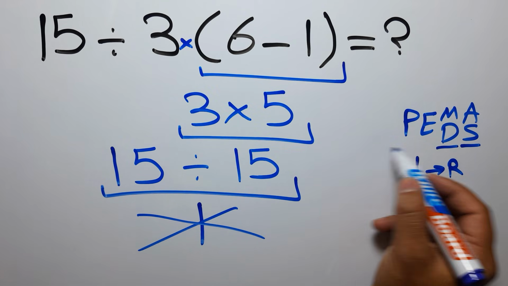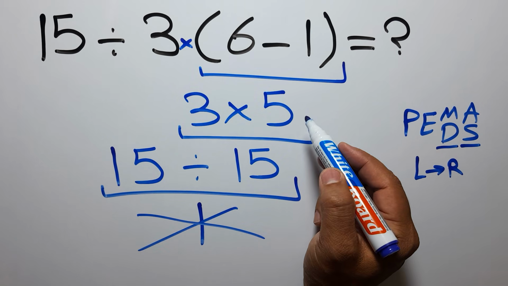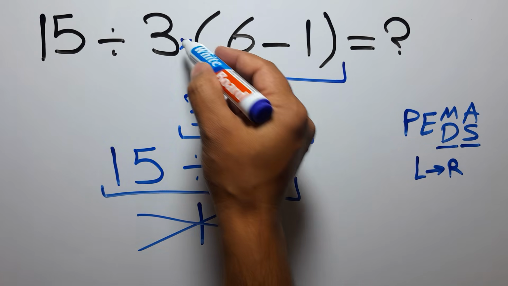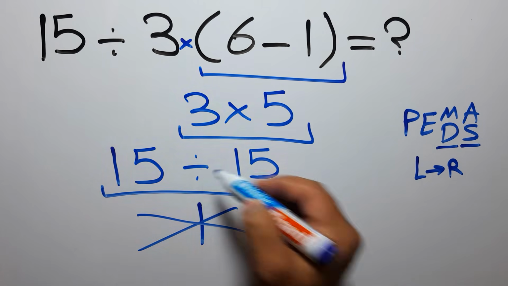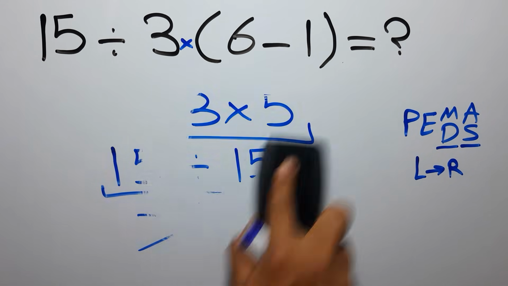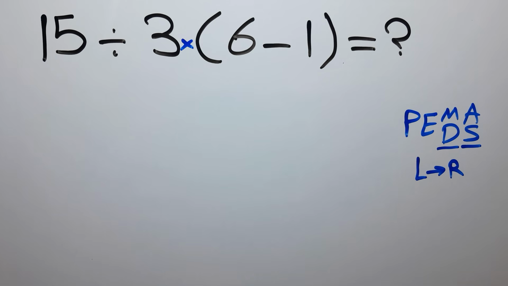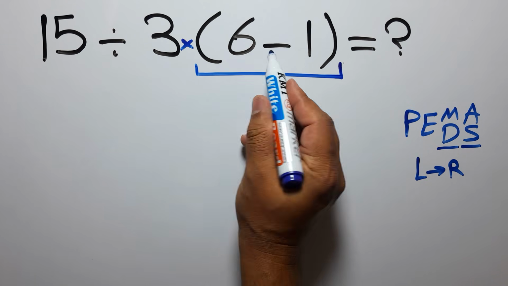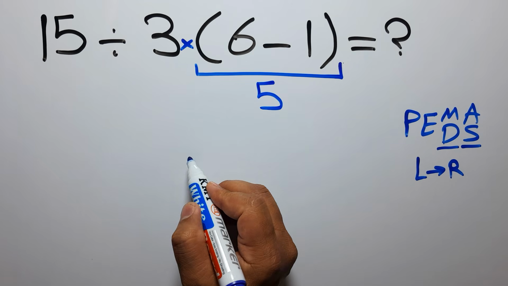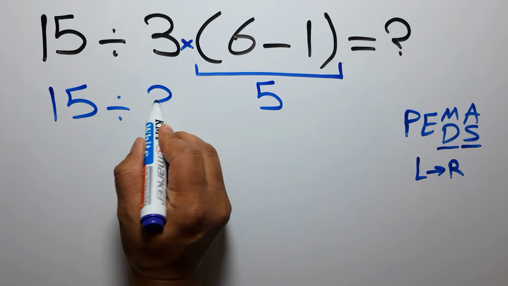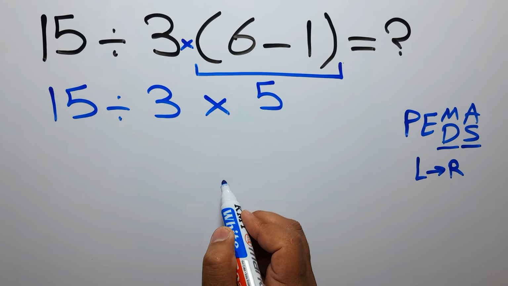Okay, so according to PEMDAS, first we have to do this parentheses, then this division, and finally this multiplication. If we do this multiplication before this division, it is wrong. So first we have to do this parentheses. Inside this parentheses we have 6 minus 1, which equals 5. So we have 15 divided by 3, then times 5.